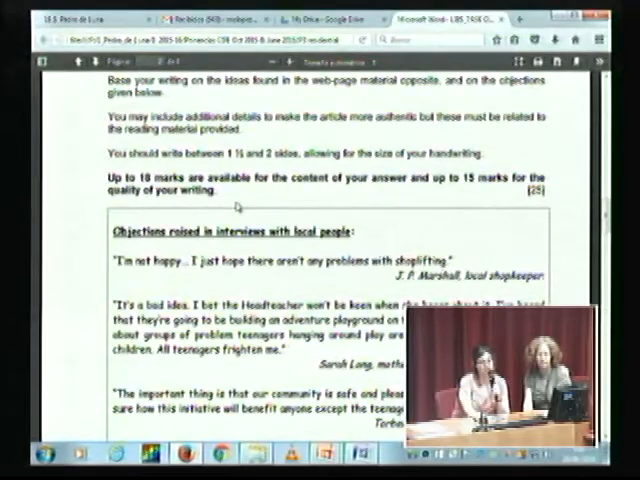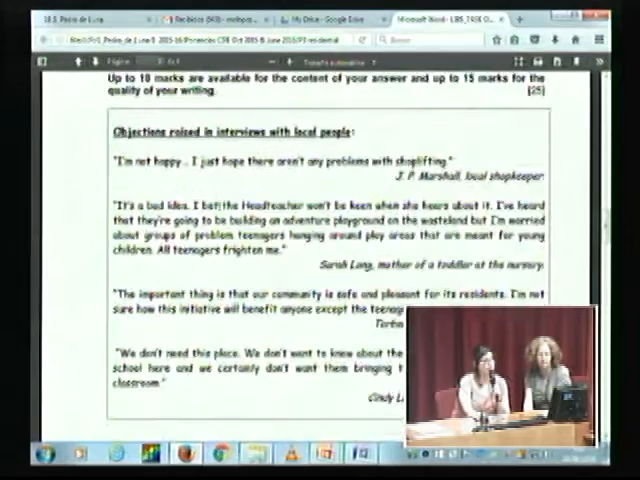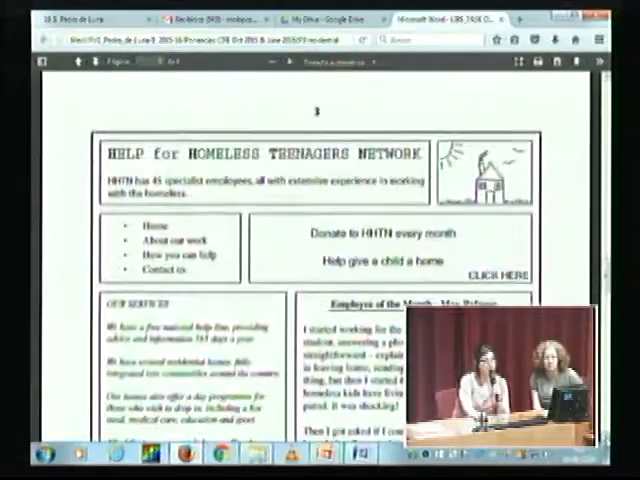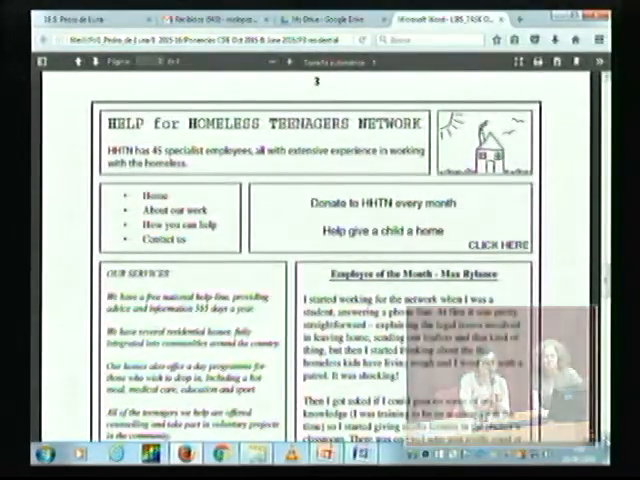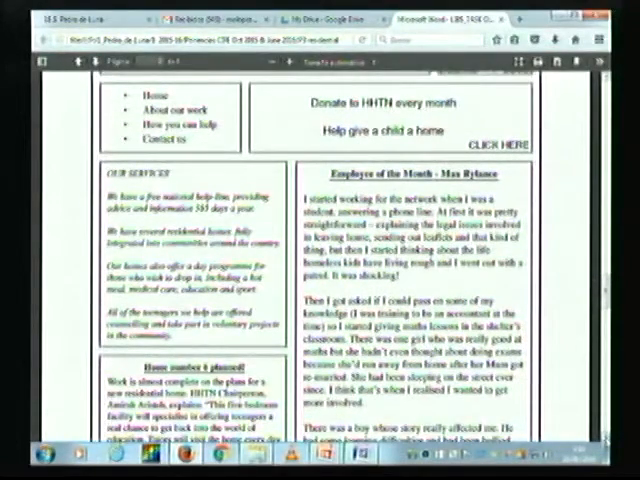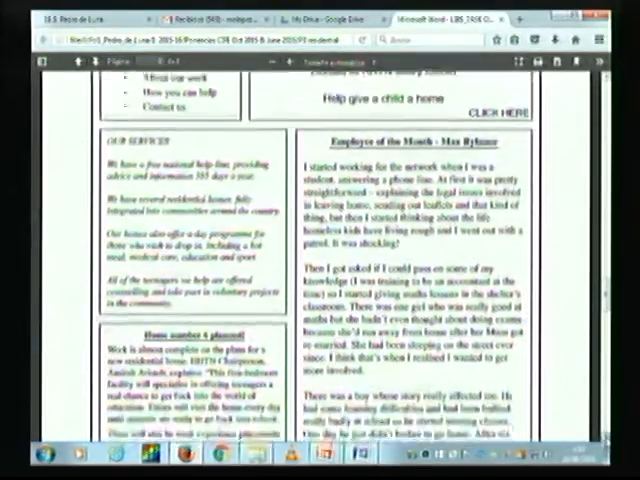So here we go to the importance of accuracy and writing correctly. Objections raised in interviews with local people. I'm not happy. I just hope there aren't any problems with shoplifting, for example. Think that we are talking about troubled teenagers. There are many more comments that we're not going to read. And this is the website of the place itself. And here they talk about very positive things. Whereas in the previous text we had negative things, we have positive things now.